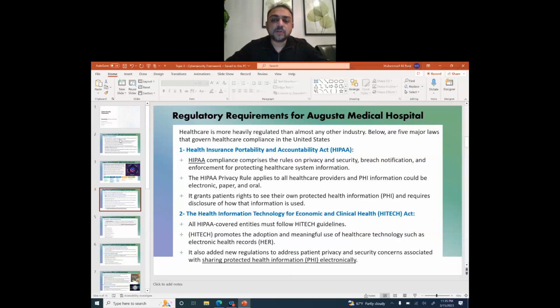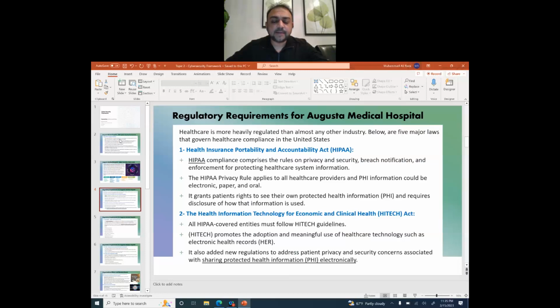That is applicable to all healthcare providers, and they need to make sure they are securing personal health information which is being shared by the different customers, whether it is electronic, written, or oral. It doesn't matter. So that's how we need to always regulate and follow HIPAA compliance.